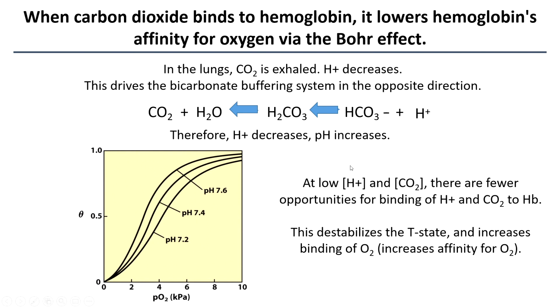So this means that at low hydrogen ion and low carbon dioxide concentrations, there are fewer opportunities for H and CO2 to bind to hemoglobin. So hemoglobin's tense state is destabilized, which increases its ability and its chances of binding oxygen and hanging onto it. And so pH is related to hydrogen ion concentration, which is related to the bicarbonate buffering system, which is related to carbon dioxide as a waste product, and that is affecting the ability of hemoglobin to do its job. And so the bicarbonate buffering system is very closely related and interacts with the ability of hemoglobin to transport oxygen.